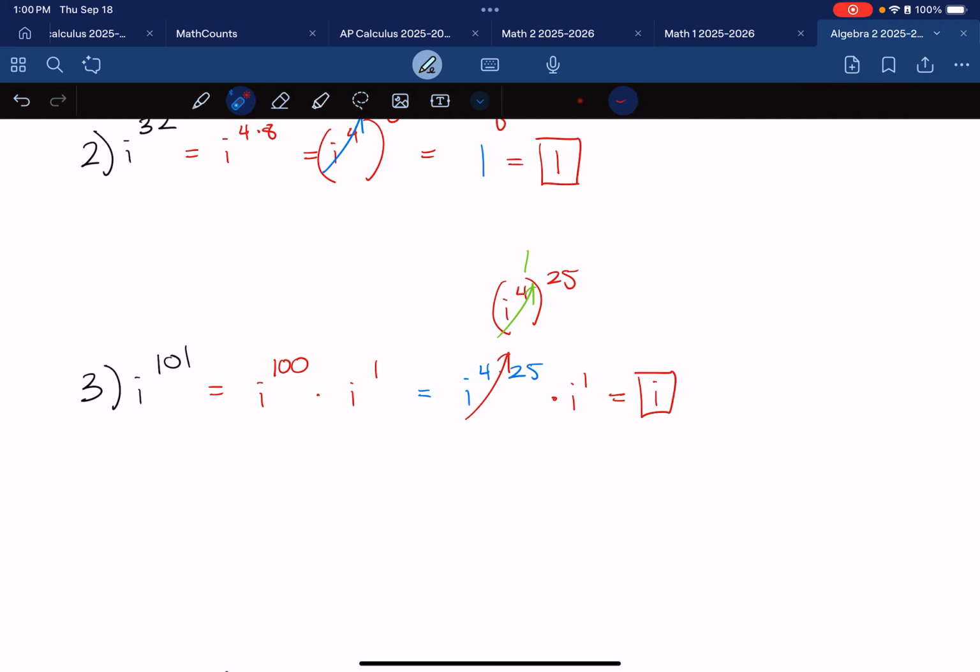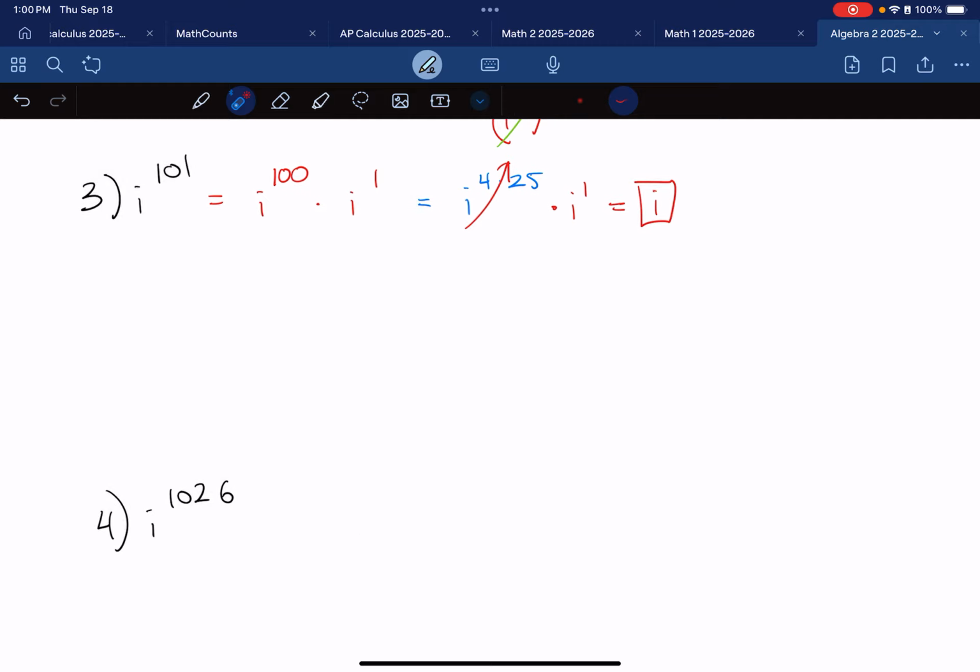Final answer. Again, you're thinking, how can I get really, really close to our number, really close to 101, with a number that is divisible by 4? We'll practice these a lot more tomorrow, don't worry.